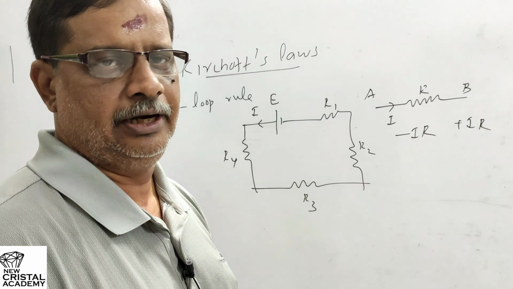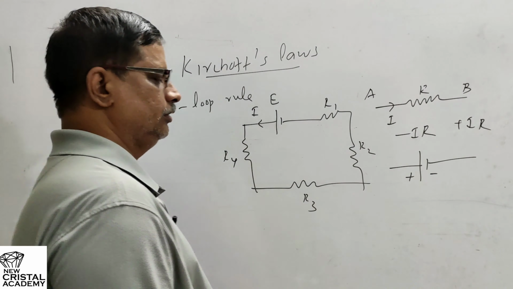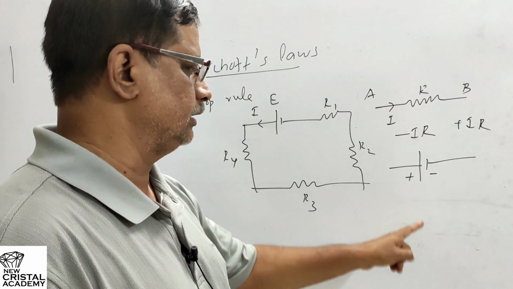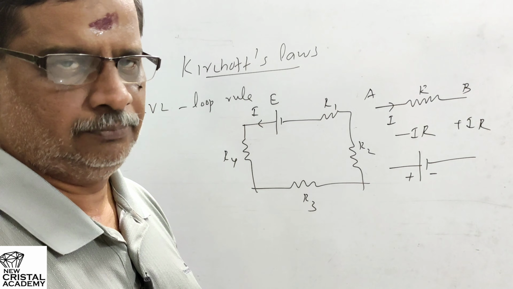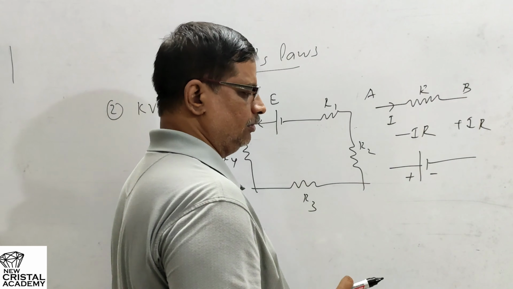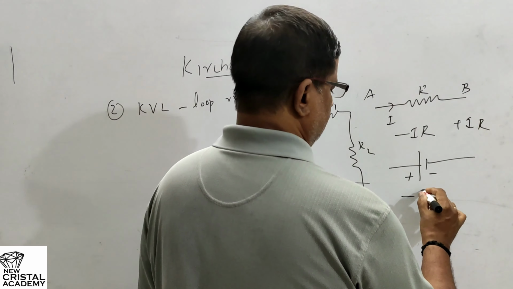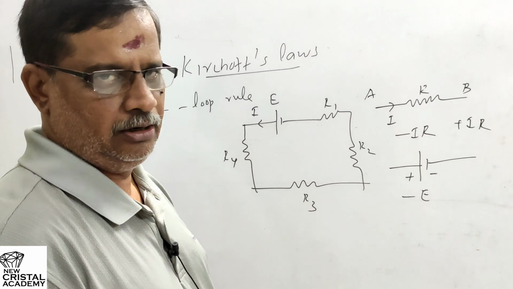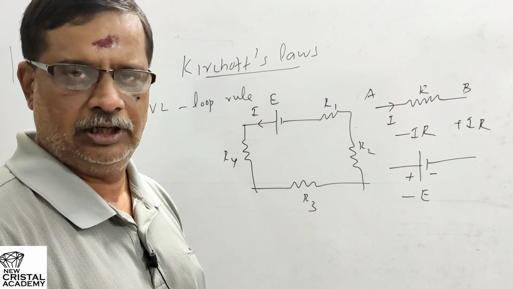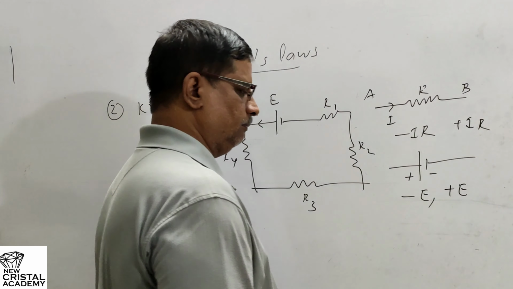Now what about walking through a cell? You know that a cell has 2 terminals. The positive terminal is the one with a higher potential and the negative one is the terminal with a lower potential. So while walking through a cell, if you are walking from the positive terminal to the negative terminal, you are again traveling in the direction of decreasing potential. So the EMF of the cell will be negative. While if you travel from the negative terminal to the positive terminal, you are traveling in the direction of increasing potential. So the EMF of the cell will be given a positive sign, plus E.